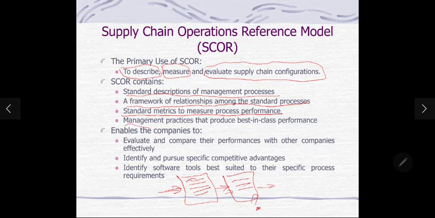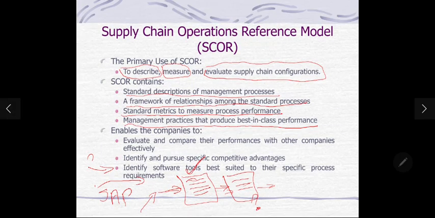Number four, management practices that produce best-in-class performance. If you're doing this, or you need to do this, SCOR will give you what the best companies are doing as a practice to improve this process. For example, are they using a software, SAP for example? Are they doing some sort of collaboration? Are you doing agreements? So these are called best in class practices. What the best in class are doing as a sort of practices.